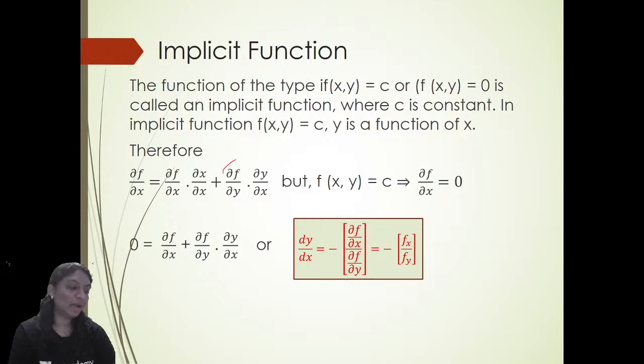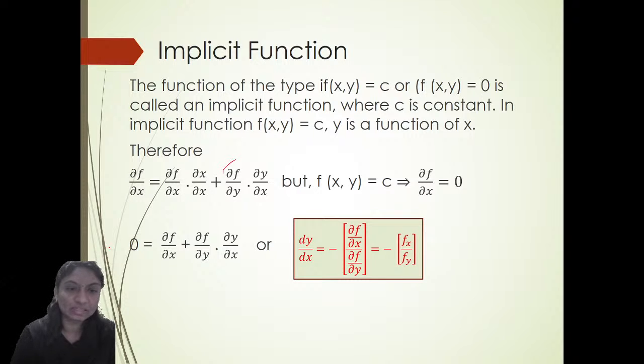Then, therefore, df/dx = ∂f/∂x · dx/dx + ∂f/∂y · dy/dx. But f(x,y) = c, so what is the derivative of a constant with respect to x? The derivative of a constant with respect to x will be 0. So df/dx = 0.